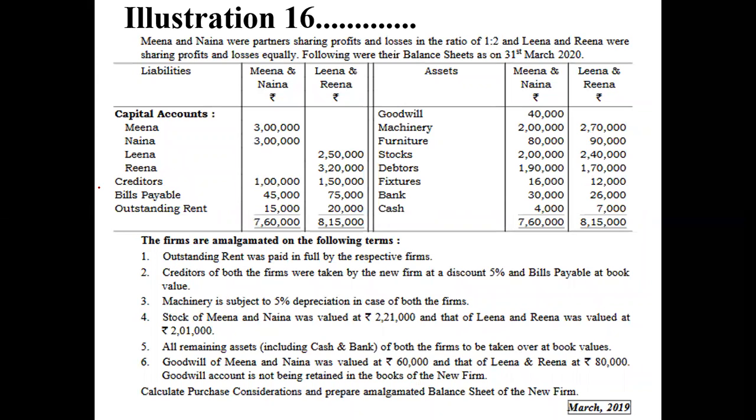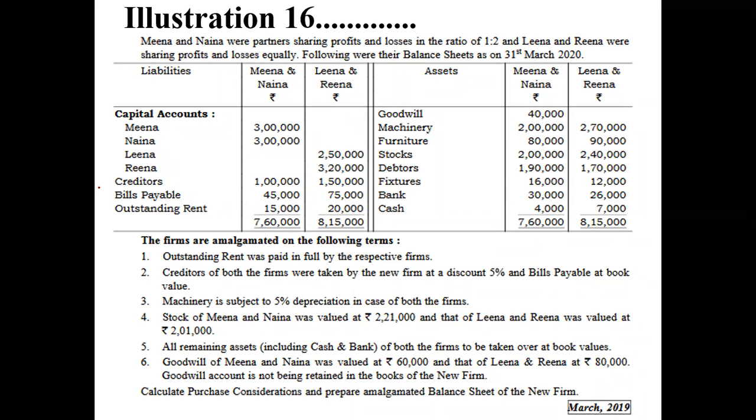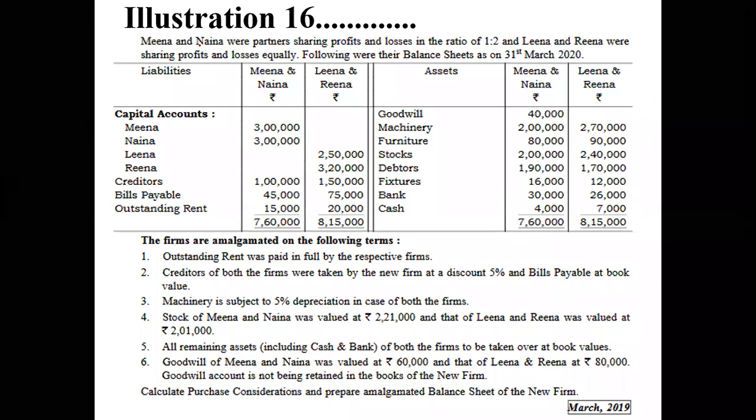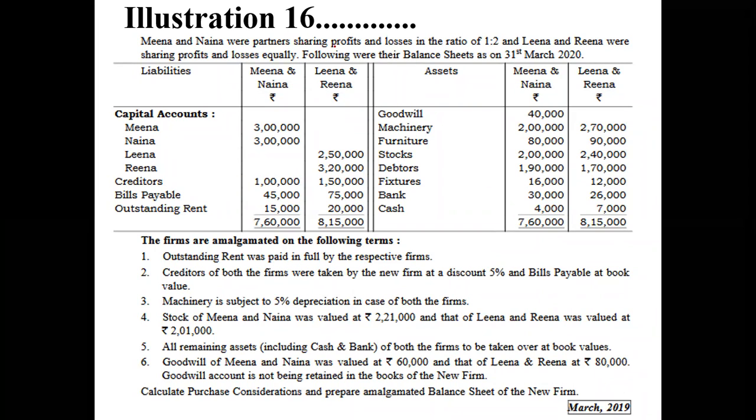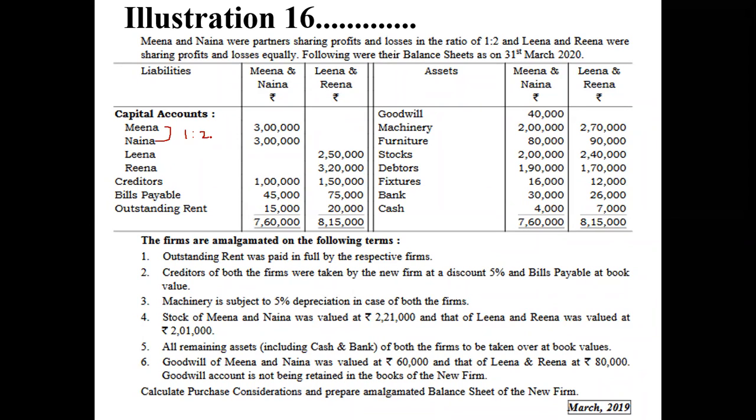Problem is very simple. And second thing, this problem was there in March 2019 examination of University of Mumbai. Let's see. Meena and Naina were partners sharing profit and loss in the ratio of 1:2, whereas Leena and Reena are sharing profit and loss equally. So both are equal partners. Following is the balance sheet as on 31st March 2020.